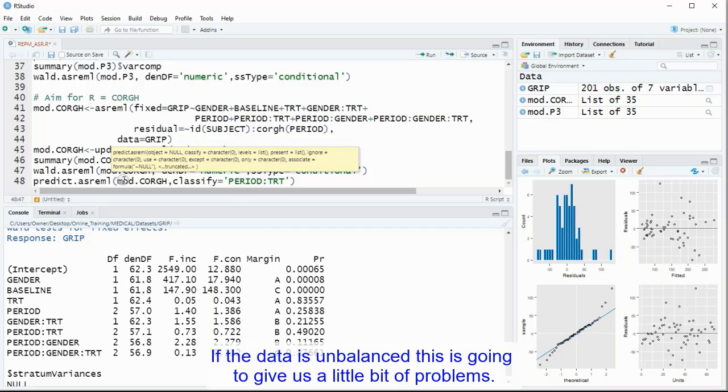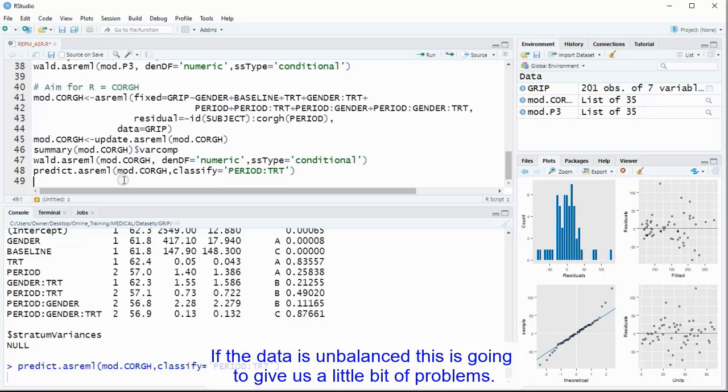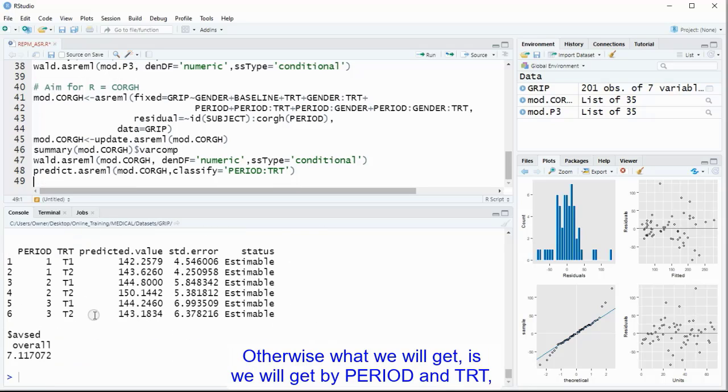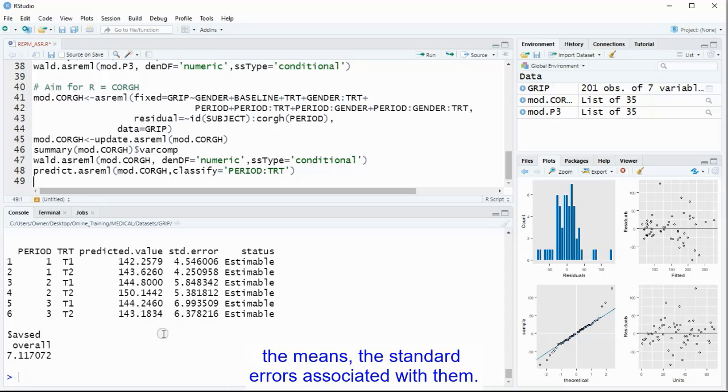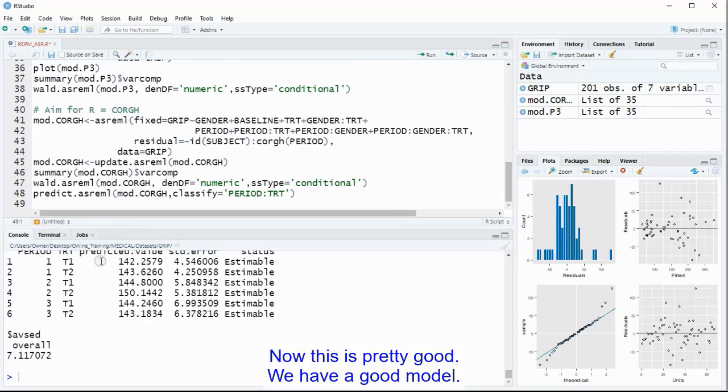If the data is unbalanced, this is going to give us a little bit of problems. Otherwise, what we'll get is by period and treatment, the means, with standard errors associated with them, and this is what we can use to draw some conclusions. Now this is pretty good. We have a good model.